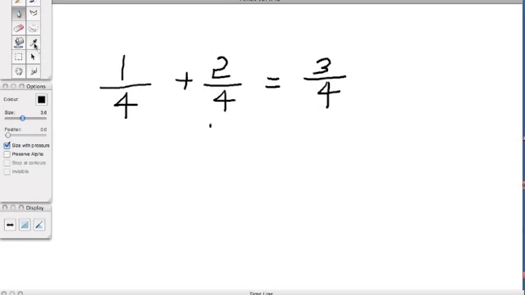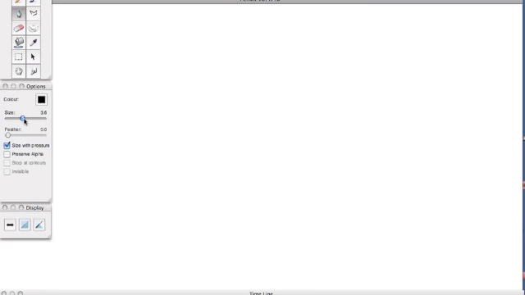Okay, let's go on to something that's a little more involved. Let's look at adding 1/3 to 1/4. Here we have unlike denominators, so we can't add this directly.